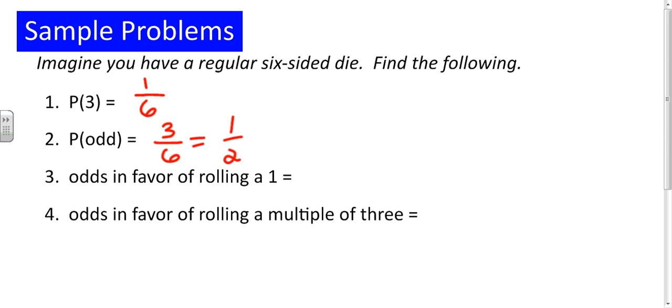The odds in favor of rolling a 1: there's 1 successful outcome. Remember, for odds, it's not total outcomes, but the number of unsuccessful outcomes, so there are 5 unsuccessful. Right? So if I wanted to roll a 1, and I rolled a 2, 3, 4, 5, or 6, those would be the unsuccessful. The odds in favor of rolling a multiple of 3. Well, when I'm rolling dice, there are 2 multiples of 3, 3 and 6, and there are 4 numbers, 1, 2, 4, and 5, that are not a multiple of 3. So I'm going to reduce that to 1/2.